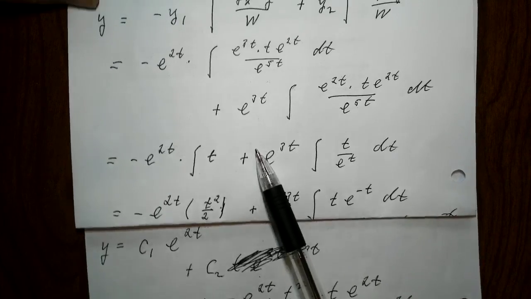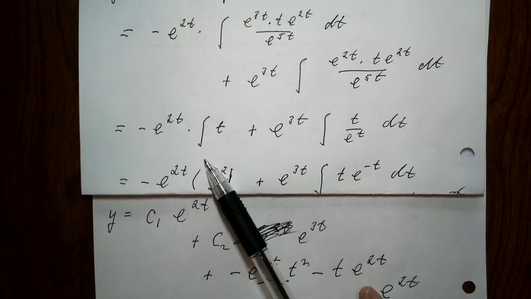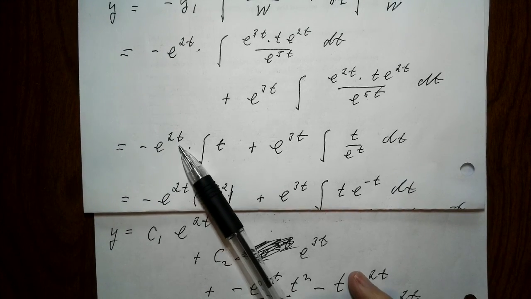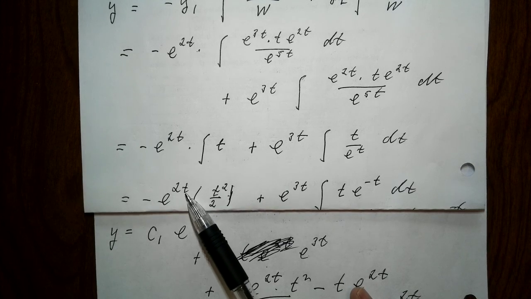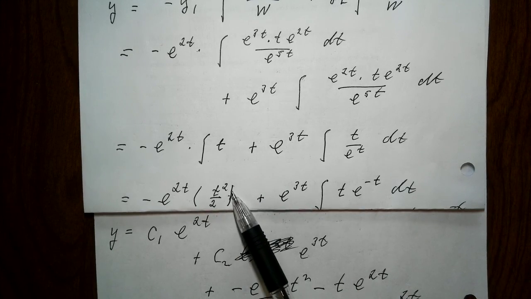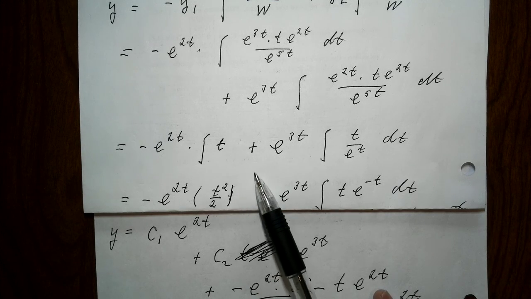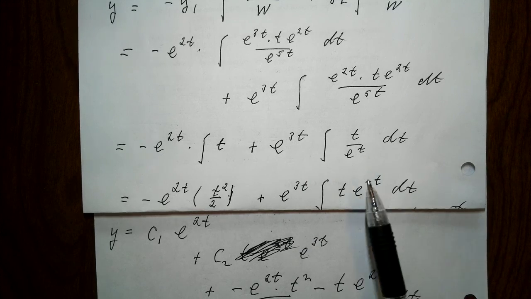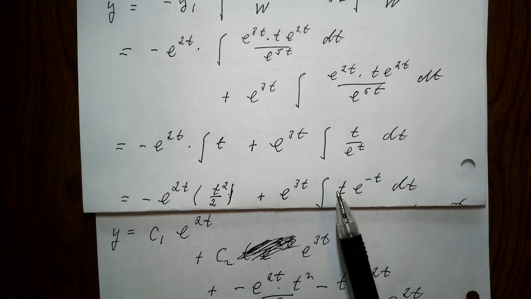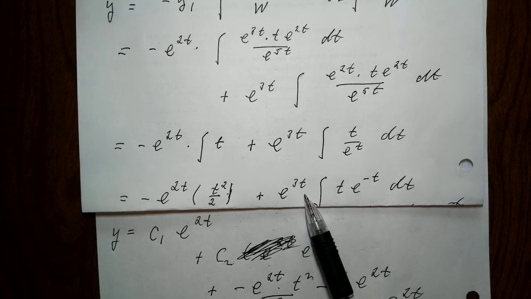So at this stage, the first term simplifies to be just minus e to the 2t times the integral of t, which is minus e to the 2t times the antiderivative of t, which is t squared over 2. We don't need to worry about any arbitrary constants here because that all gets factored into arbitrary constants at the very end when we write down the solution to the differential equation. And then we have e to the 3t here.